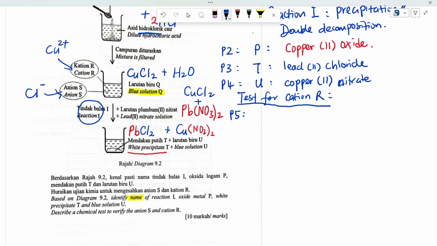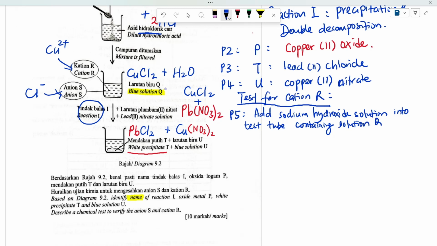Okay, so first, point number 5: add sodium hydroxide solution into a test tube containing solution Q. Can we say until excess or not? Yes, right? Until excess.